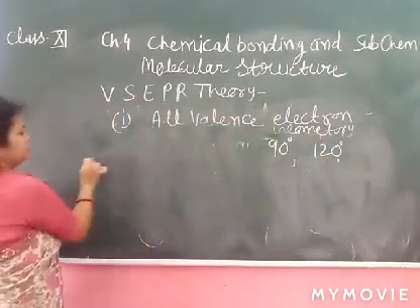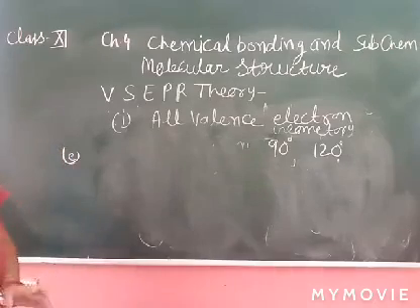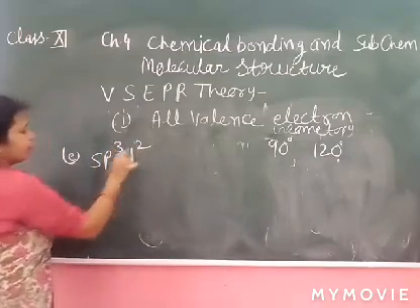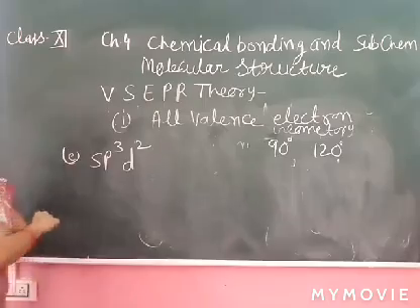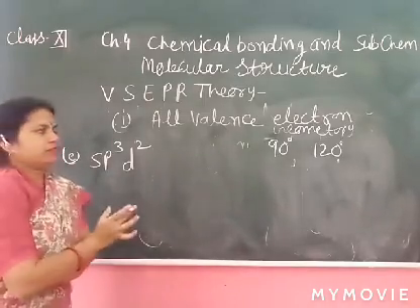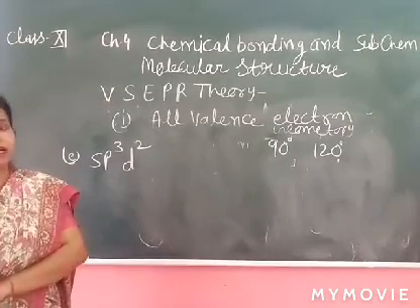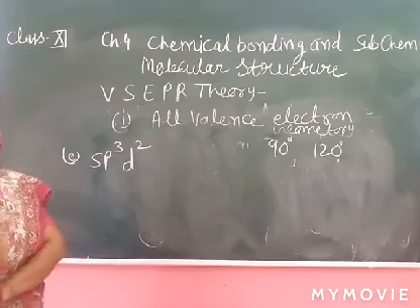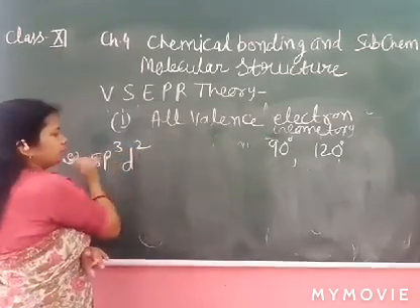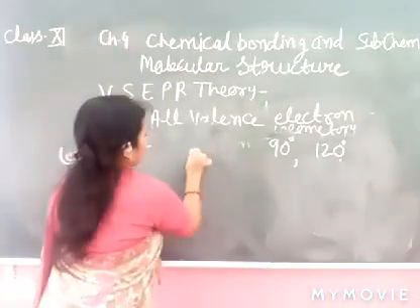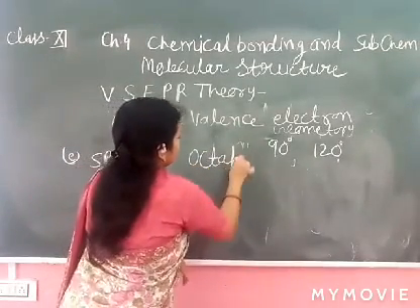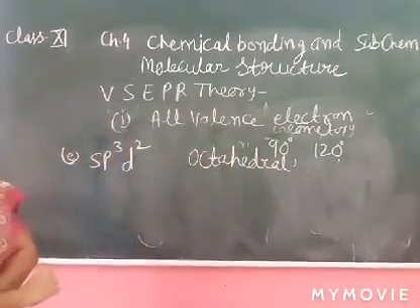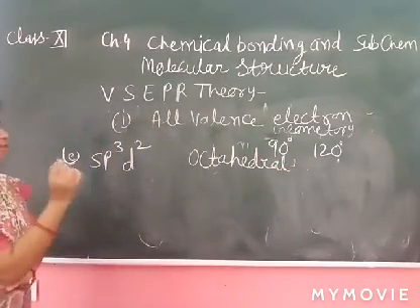Next is sp3d2. Six sigma bonds. The geometry is octahedral. Don't write hexagonal. Octahedral. For sp3d2, we will discuss all the bond angles and all examples.